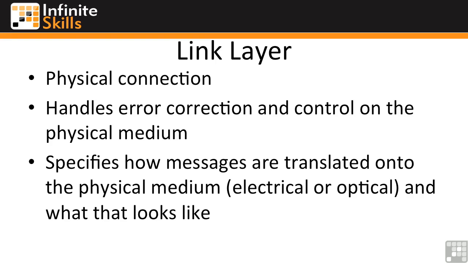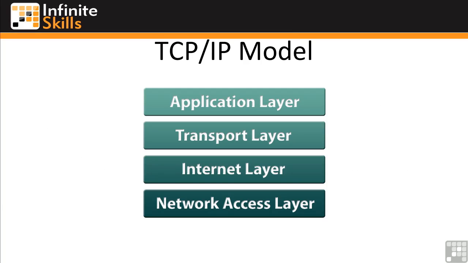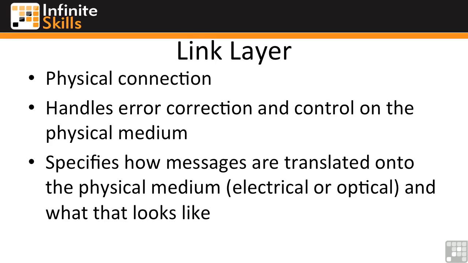So we've got the network access layer. And if you're kind of thinking about the OSI model in your head, we're going to flip back here to the TCP IP model, and we've got the network access layer at the bottom. And what that really is, is the data link layer and the physical layer of the OSI model. So it handles the physical connection. It handles error correction and control on the physical medium. It specifies how messages are translated onto the physical medium, whether it's electrical signals or optical, and what that looks like and what the framing is going to look like.